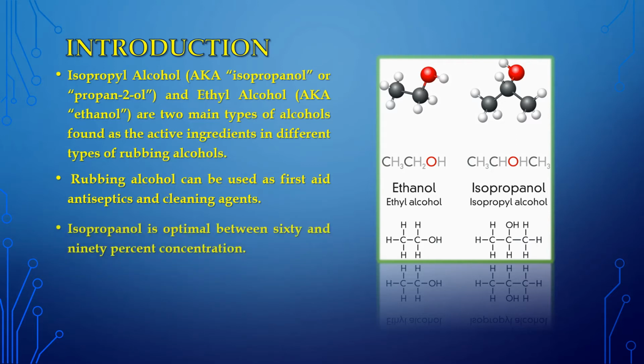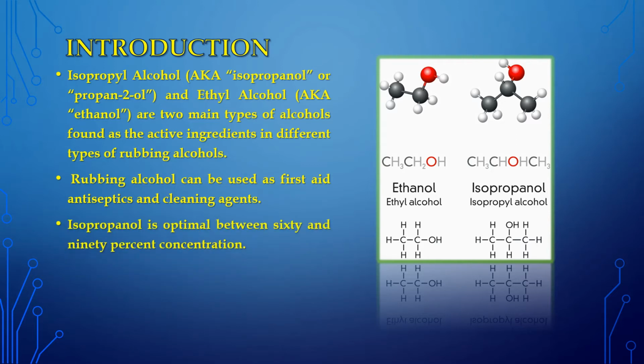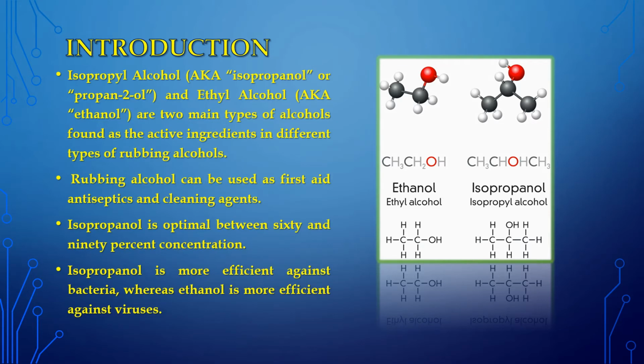Isopropanol is optimal between 60 and 90% concentration and is more efficient against bacteria, whereas ethanol is efficient against viruses. Previous studies have concluded bactericidal activities with ethanol. Ethanol had killed most bacterial pathogens within 15 seconds.